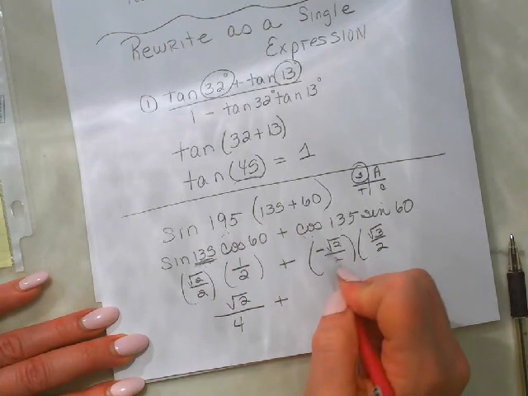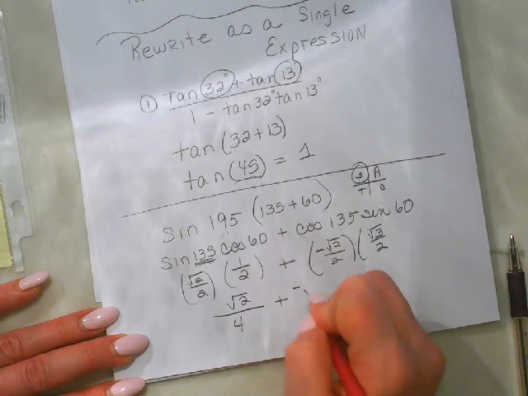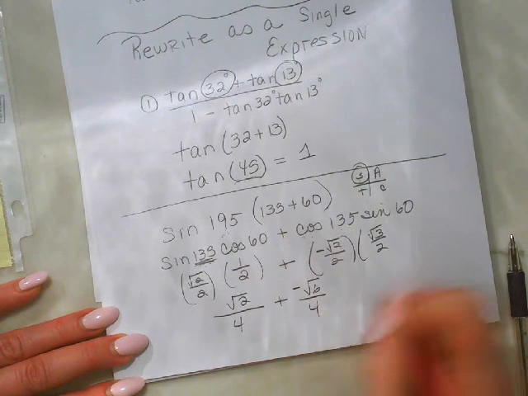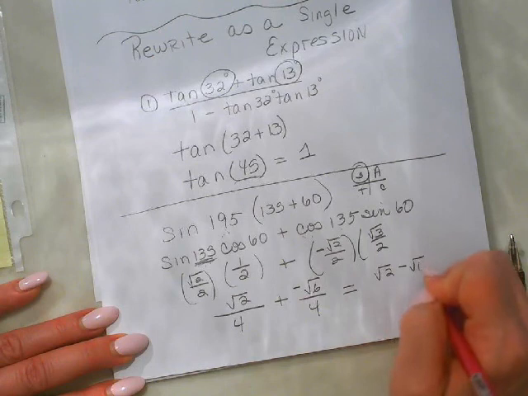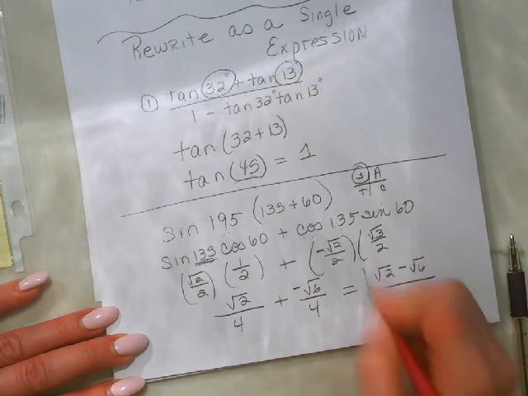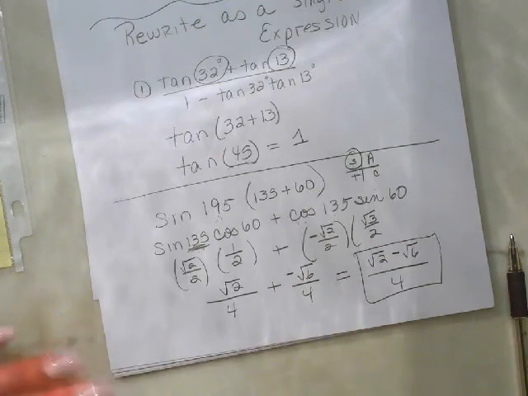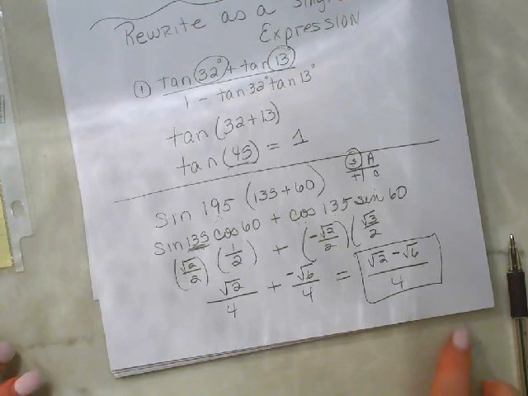Now I just do the math. Again, remembering to multiply the denominators. That won't happen again to us. Now here, this becomes negative radical 6 over 4. So now your final answer is radical 2 minus radical 6, over 4.